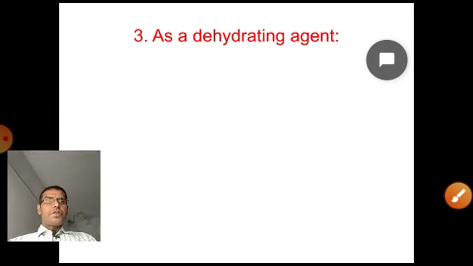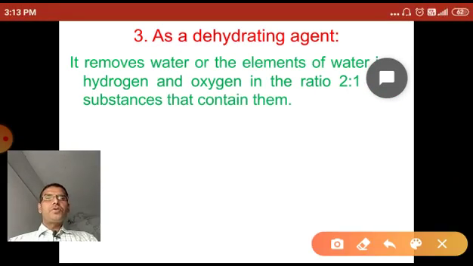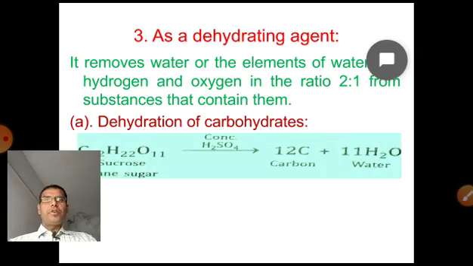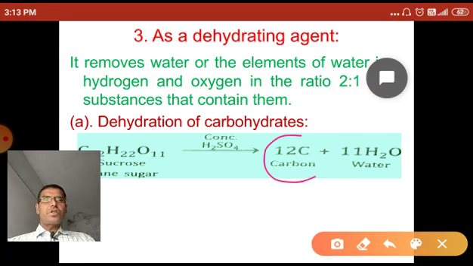Now it acts as a dehydrating agent. Conc H2SO4 acts as a dehydrating agent. So it removes water or the elements of water, which are hydrogen and oxygen in the ratio of 2:1, from substances that contain them. So, dehydration of carbohydrates. Generally sulfuric acid dehydrates carbohydrates, sucrose or cane sugar. The conc sulfuric acid dehydrates the carbohydrate and removes the hydrogen and oxygen from the carbohydrate to form carbon and water vapor.